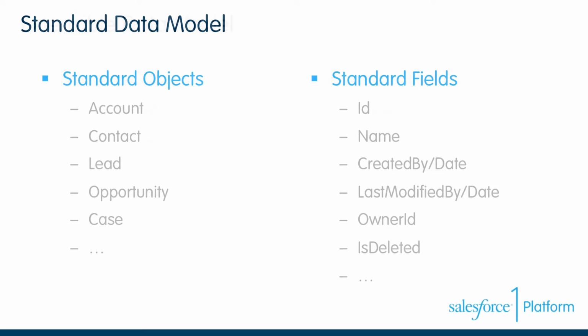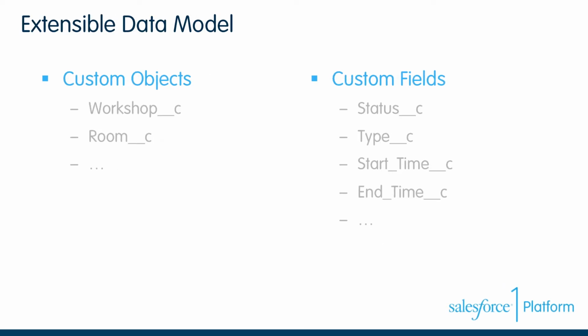So I mentioned that the data model is extensible, so you can create your own custom objects, such as workshop and room, and create your own custom fields, as you'll see over on the right-hand side. You can come up with any name you like for these, but whatever you create, it will always have a __c tagged on the end of it automatically.